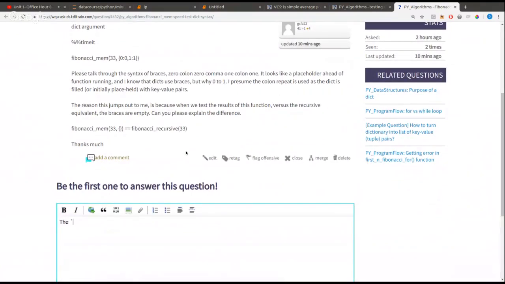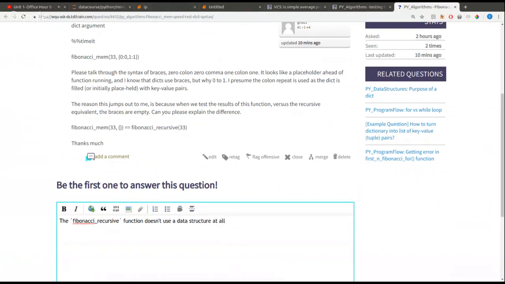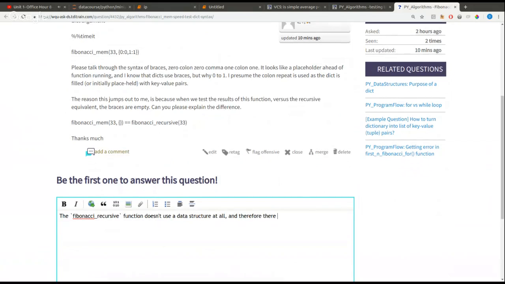So this is asking about the arguments of Fibonacci mem. So the Fibonacci recursive function does not use a data structure at all. And therefore, there is no dictionary involved. It's not just that the braces are empty. There are no braces.